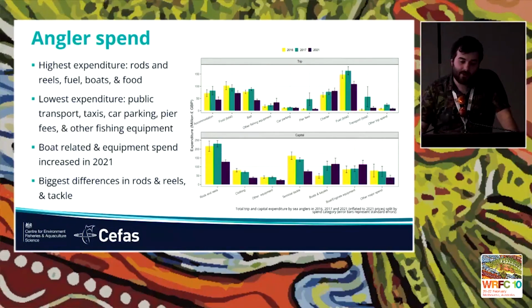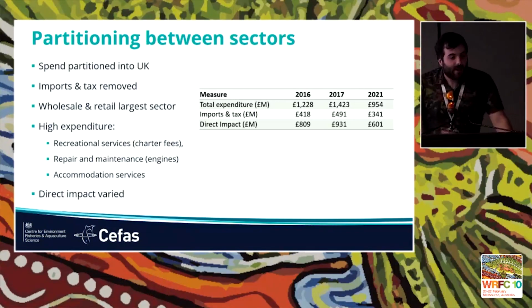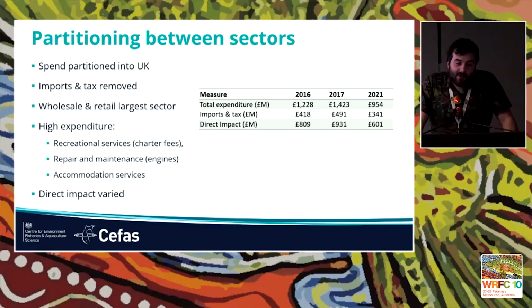The biggest difference that we found in the 2021 survey is a big decrease in how much money people are actually spending on their rods, reels and tackle, which is, yeah, quite interesting, but perhaps a function of them spending all their money on a nice shiny new boat. After running everything through this input-output analysis, which, as I said, removes the taxes and imports, we're able to attribute the spend to each of the different economic sectors in the UK, and find that the wholesale and retail sector is the sector that's most impacted by recreational fishing expenditure, which kind of makes sense if people are spending most of their money on new rods and reels.